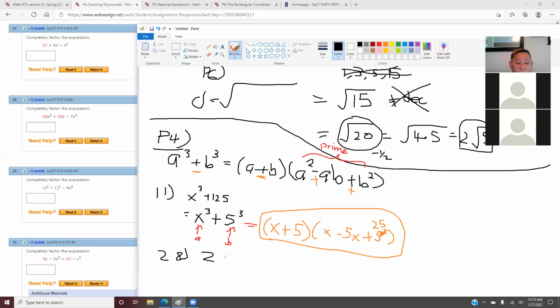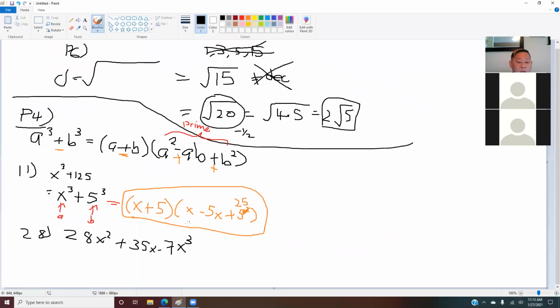28, you have to factor this one. 28x squared plus 35x minus 7x cubed. Now, the first thing you guys need to do here is when you do factoring, make sure you write this in a standard form. So what is the meaning of standard form? Standard form means your power has to go from high to low. Usually when you look at this, this is what we call a standard form because your power is high to low. Unfortunately, this question is not in the standard form.